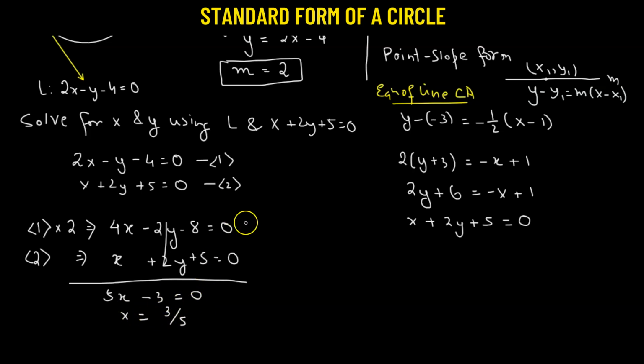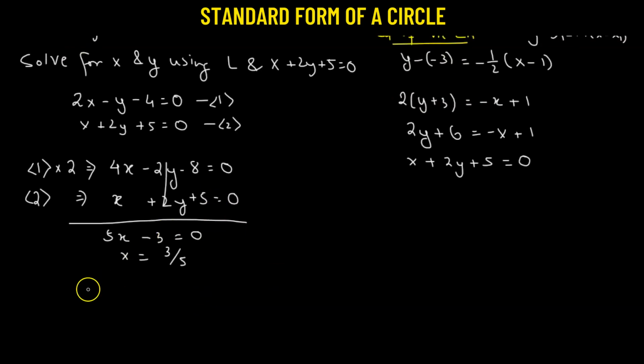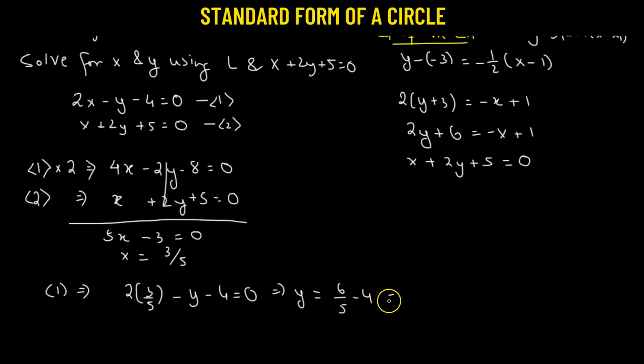So now that we have the value of x, we can use either equation 1 or equation 2 to obtain the value of y. Let's use equation number 1. So we have 2 times 3 over 5, substituting the value of x, minus y minus 4 equals 0. When we solve for y, y will be equal to 6 over 5 minus 4. So we have 6 minus 20 over 5. 6 minus 20 is negative 14 over 5. So this is the value of the y coordinate.